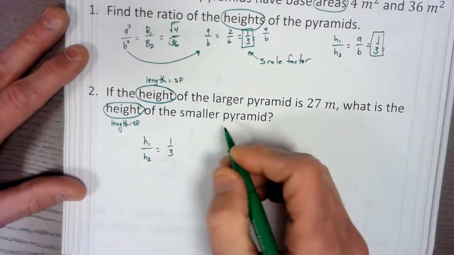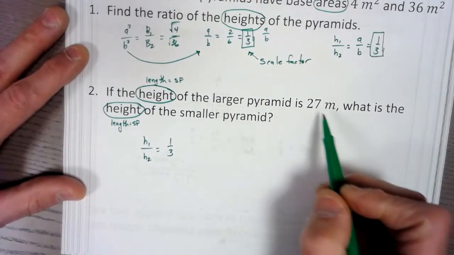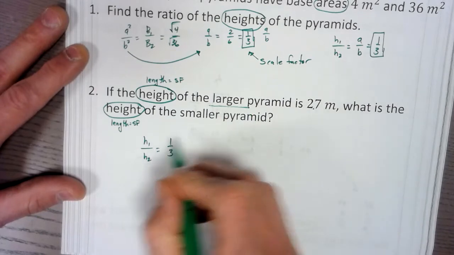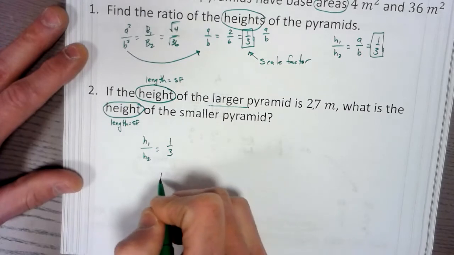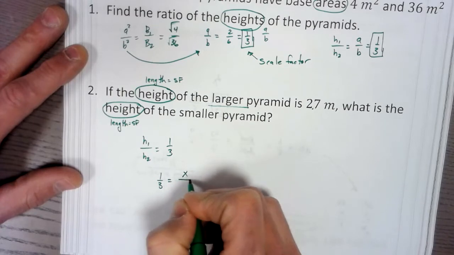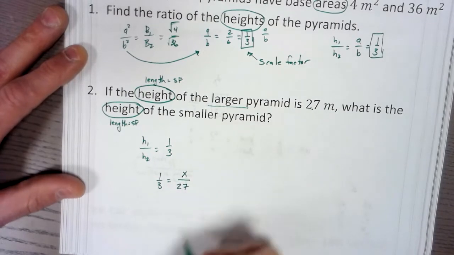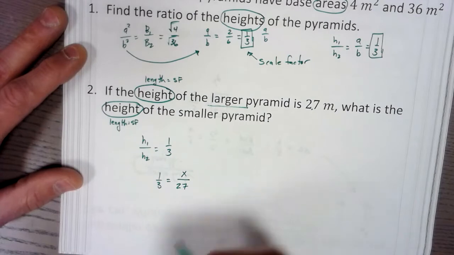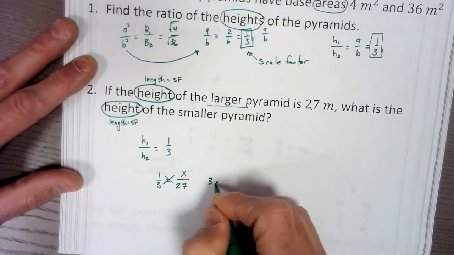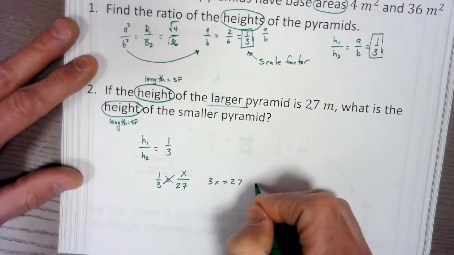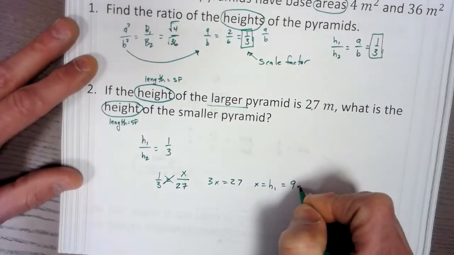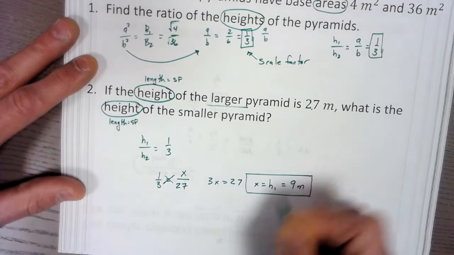Now, how do we set this up into a ratio? Well, we know that the height of the larger pyramid is 27. So as I set this up in another ratio, I know that 1/3 is going to equal the height of the smaller pyramid divided by the height of the larger pyramid, which is 27 meters. Okay. Now all I need to do is cross multiply, and I get 3x equals 27, and x equals h1, which equals 9 meters. And we're done.